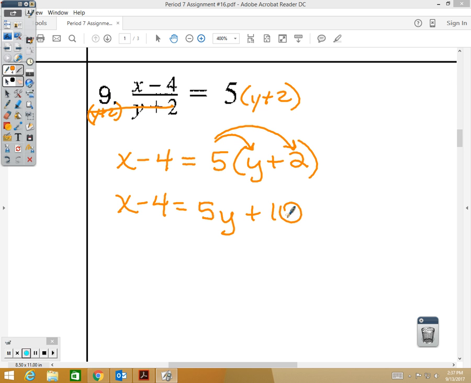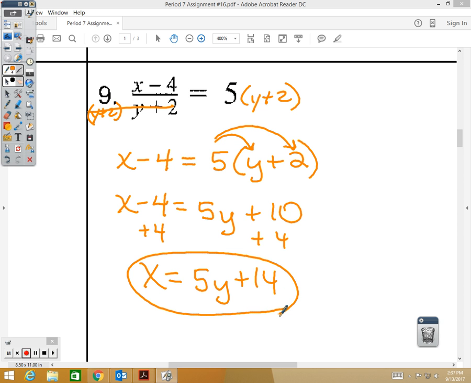And now I can get rid of this minus 4 by adding 4. And I only need to add 4 one time over here on the right. And I do have a constant over here that I can add it to. So it's going to be x equals 5y plus 14. I'll pause the video so people can.